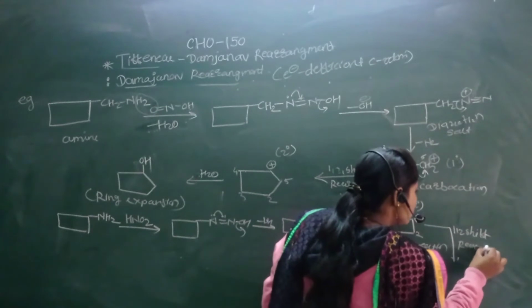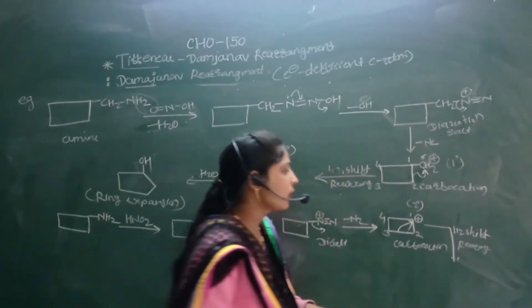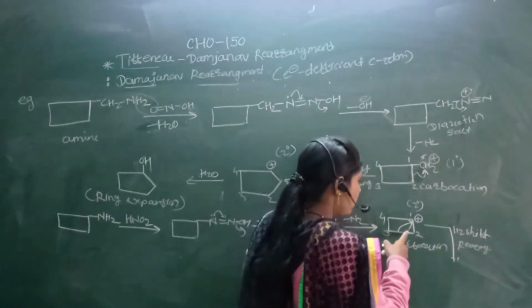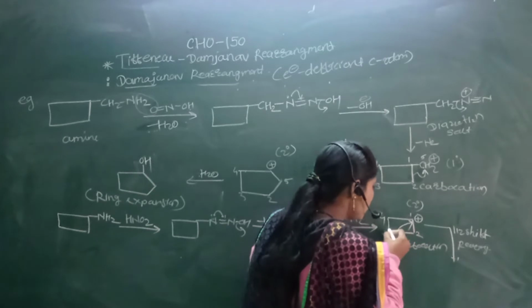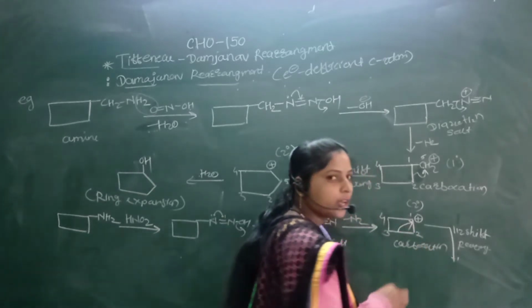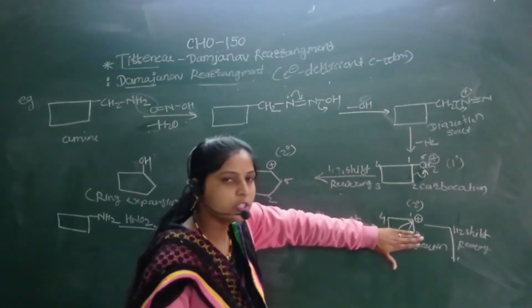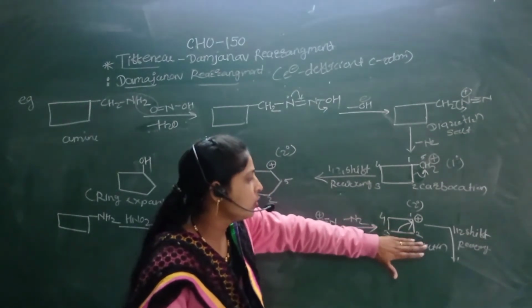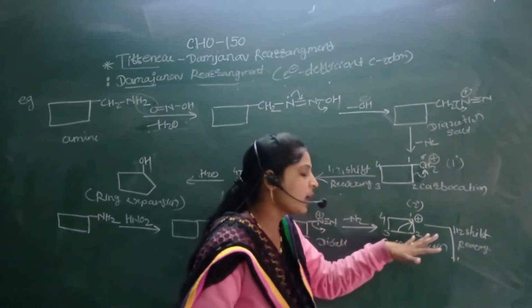This is the important step. See here, this bond shifts on this carbon, so break the bond between these C3 and C2 carbons. So formation of this bond, and this carbon carries a positive charge again. See here, this bond shifts on this carbon, C1 carbon. So this carbon carries a positive charge again, breaking the bond between C3 and C2.